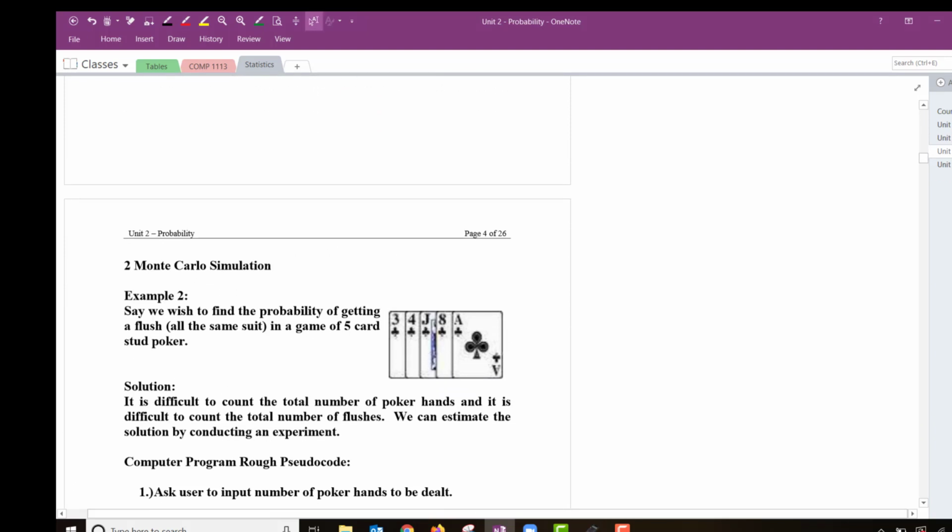Here's another problem, one that's maybe not as obvious. We want to get a flush when playing poker. So we're going to play basic 5-card stud poker, meaning you just get 5 cards. There's no community cards, no drawing, no weirdness, no wild cards. We're just going to play with the standard deck, and we want to know what are the chances of getting a flush dealt to us in 5 cards. A flush means all the same suit. So here's one that are all clubs.